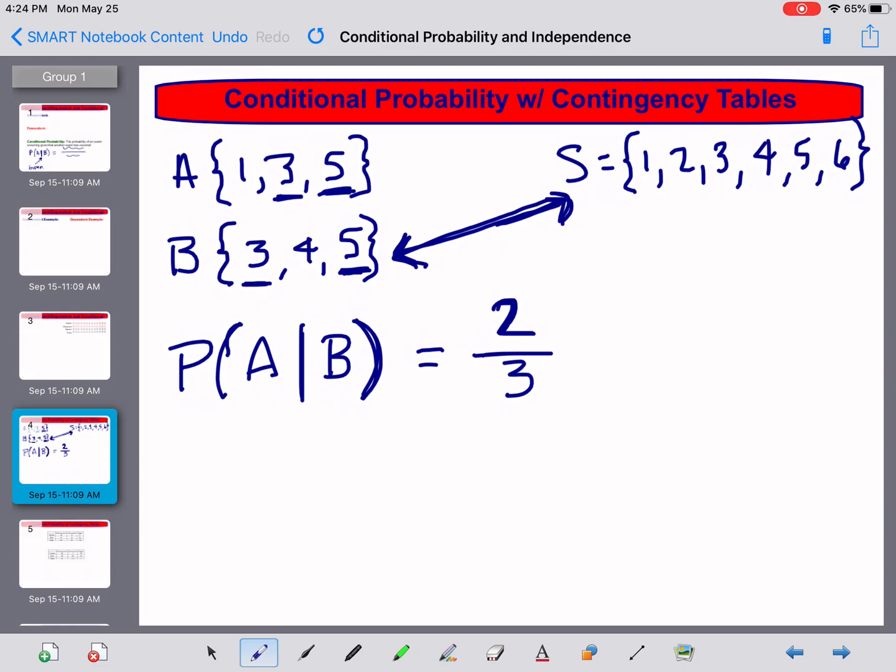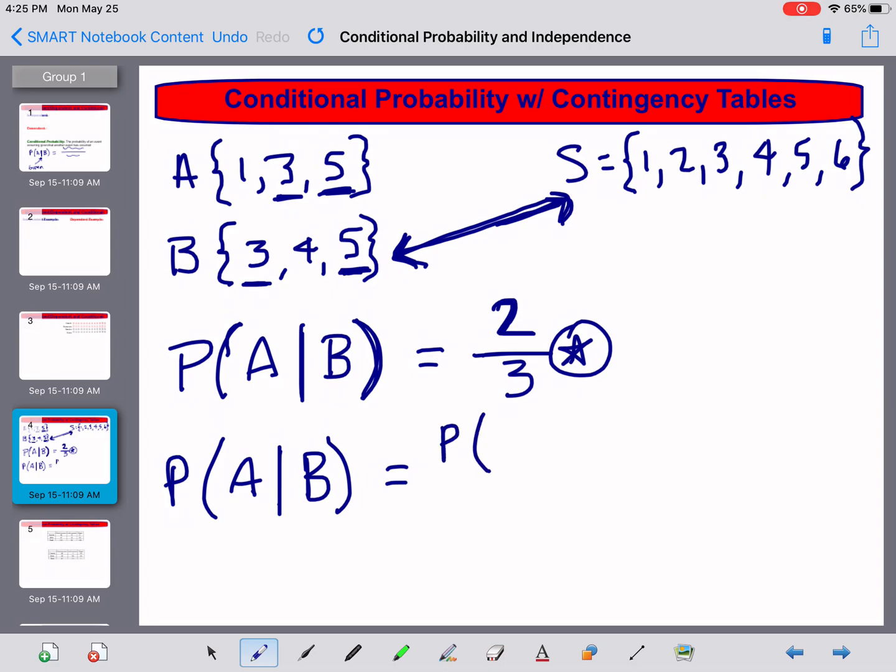Now I can use a formula and get the same thing, which helps if we have more complex situations. So here's the formula for conditional probability. A given B, what we use is the probability of A and B, or A intersect B, all over the probability of B. Which really, when I was describing that, that's what's happening. We're saying, where's the intersection of A and B? Well, that's 3 and 5. And then where's the probability of B?